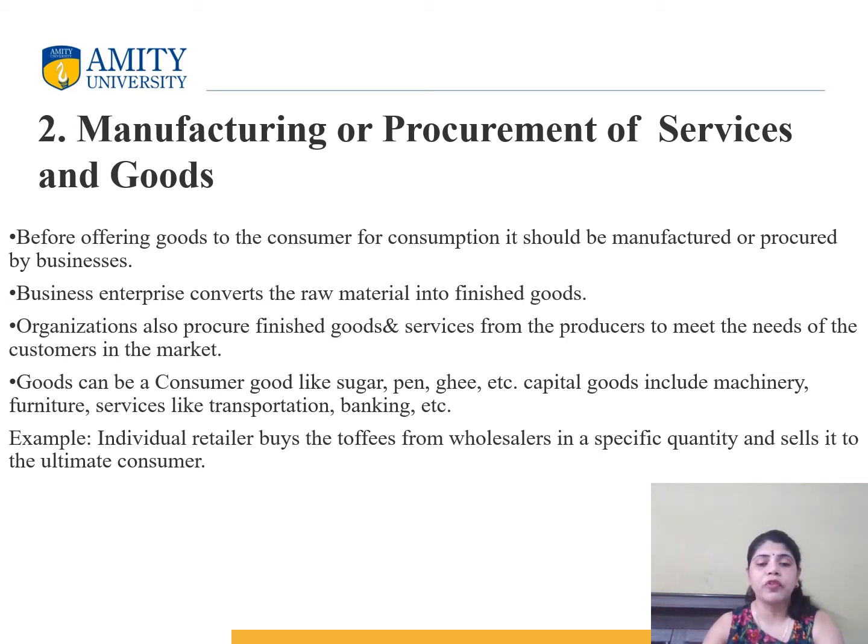Organizations also procure finished goods and services from the producers to meet the needs of the customers in the market, because that is also business. Goods can be consumer goods like sugar, pen, ghee, etc., or capital goods, which include machinery and furniture, or services like transportation, banking, etc. For example, an individual retailer buys toffees or any household item from the wholesaler in a specific quantity and sells it to the final customer or consumer.